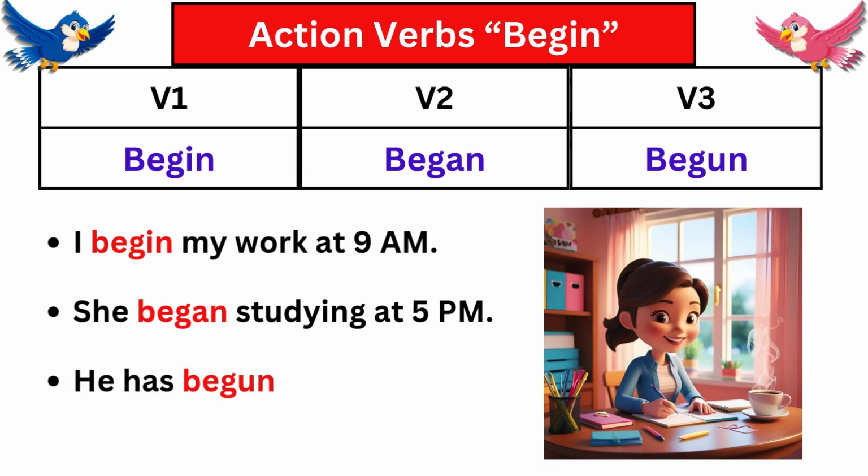V3, past participle: He has begun writing a book. This is used with have or has for the present perfect tense.